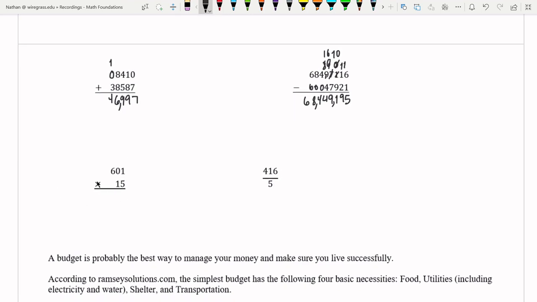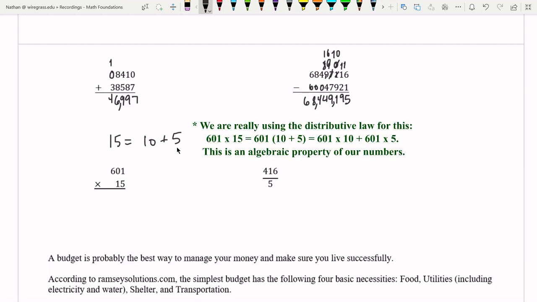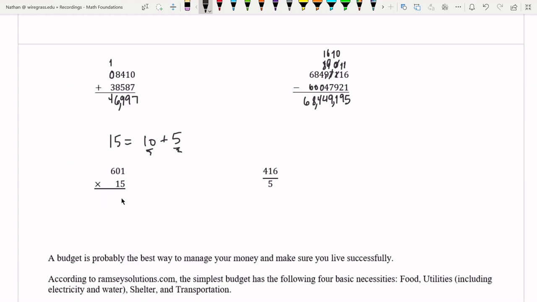Okay, for multiplication, going vertically, we're going to look at each place value and multiply it through. This comes from the idea that 15 is really the same thing as 10 plus 5. 5 ones and 1 tens. With that being the case, what I can do is I can multiply 5 through 601 and then 10 through 601. And the way we do that in this format is we're going to go 5 times 1 is 5.